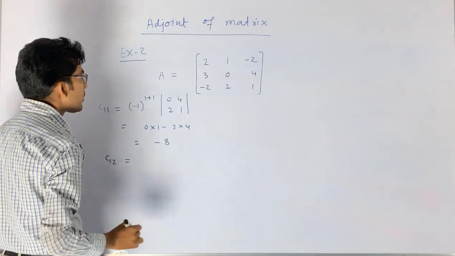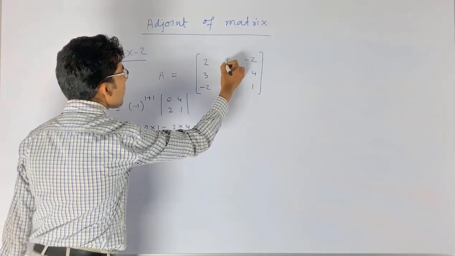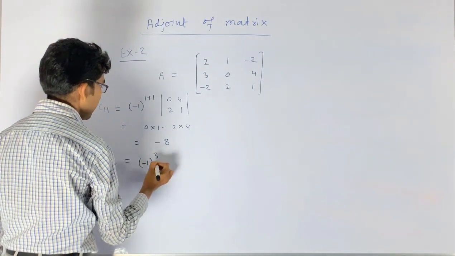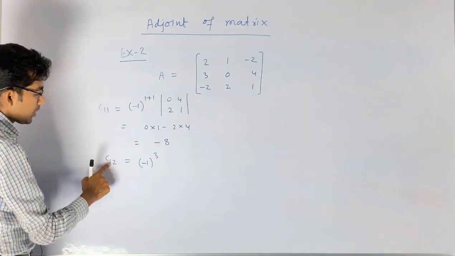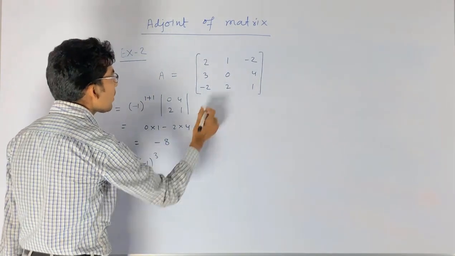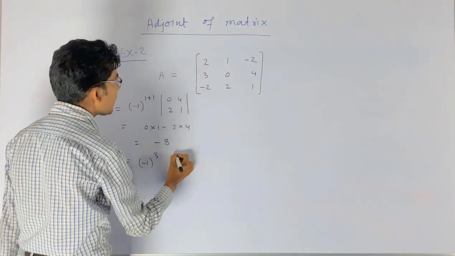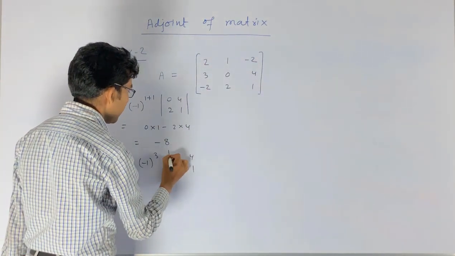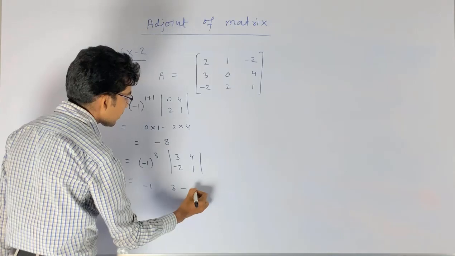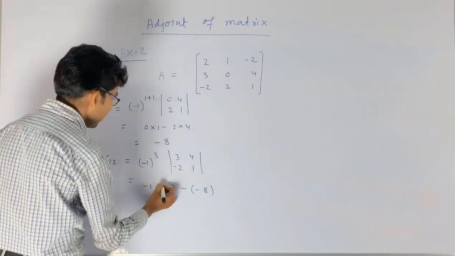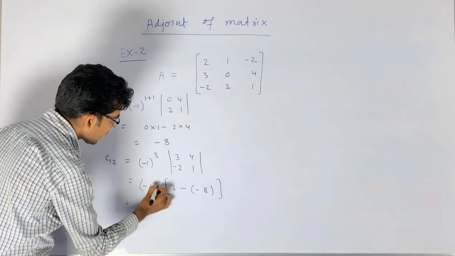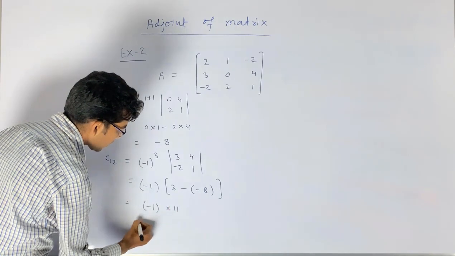C12. Delete the first row and second column. So, minus 1 to the power 3. I am writing directly since 1 plus 2 equals 3. Here, deleting the first row and second column, we remain with 3, 4, minus 2 and 1, and this is equal to minus 1 into 3 minus 8. So this is equal to minus 1 into minus 11. So this is 11.